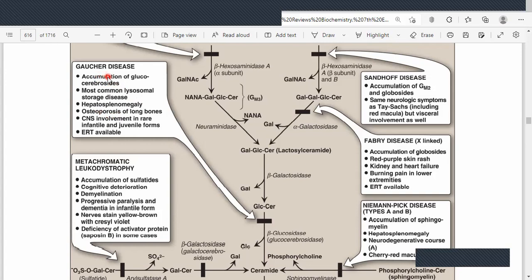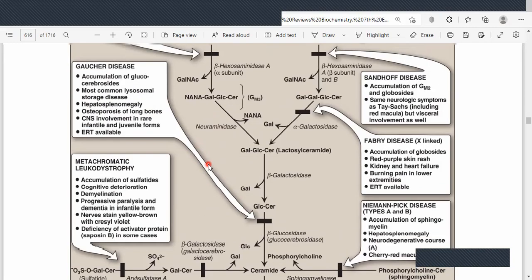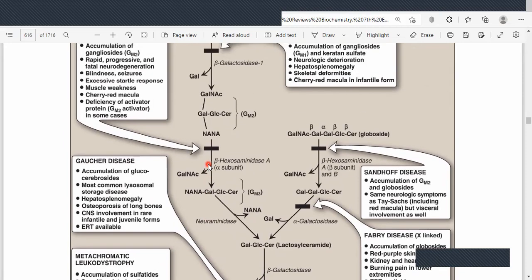That is a point you should remember. It mainly affects non-neuronal tissue. So you can see it is affecting the spleen and the liver. It is affecting the bones, osteoporosis, and rarely does it affect the neuronal tissue, the central nervous system. It's rare. So it is treated by enzyme replacement therapy. ERT is enzyme replacement therapy. It is available. So that is that. Now, up to that, we have formed your ceramide. Now, let's go back and look at something else.